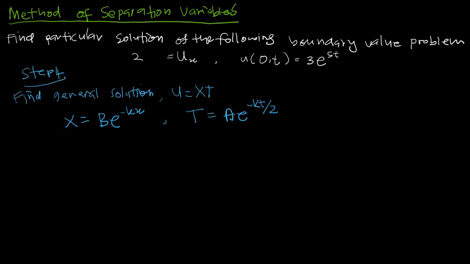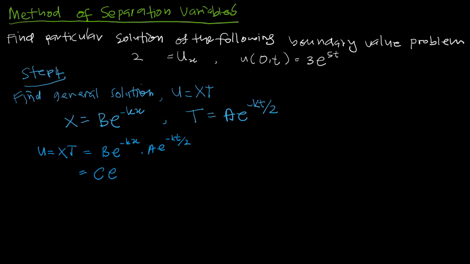After we get the solution for X and T, for the next step, we are going to find the general solution. As we know, u is equal to X multiplied by T, so we are going to multiply X with T. So our solution will become u equal to XT. Just copy this one back. So we have b e^(-kx) multiplied by T, we have a e^(-kt/2). So b is a constant, a is a constant. A constant multiplied by a constant will give another constant. Let's say I just put c here.